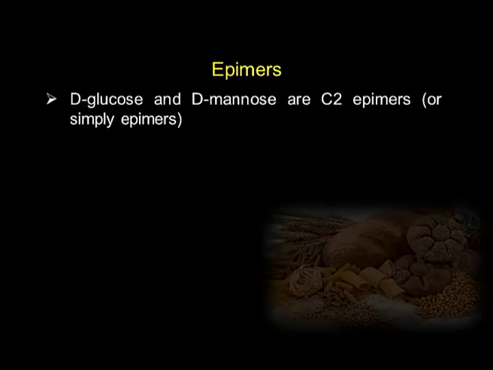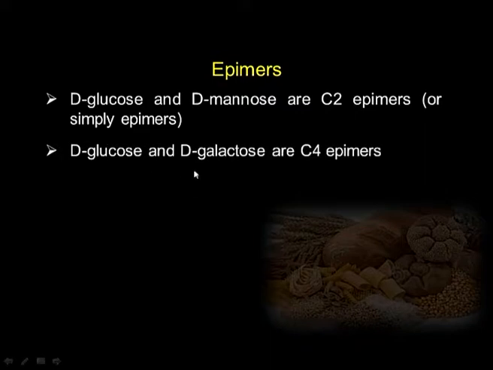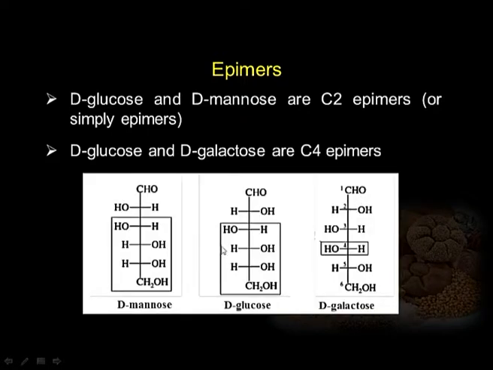This is true for the case of aldoses, because in an aldose carbon number 1 is the aldehyde, and if they differ in their configuration at the next carbon, then we simply use the term epimers. We do not specify the number of the carbon atom. For example, D-glucose and D-mannose are C2 epimers, or we can say they are simply epimers, whereas D-glucose and D-galactose are C4 epimers. Let us see through their structures.